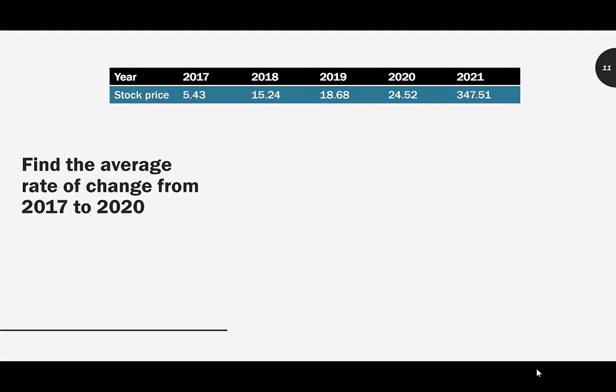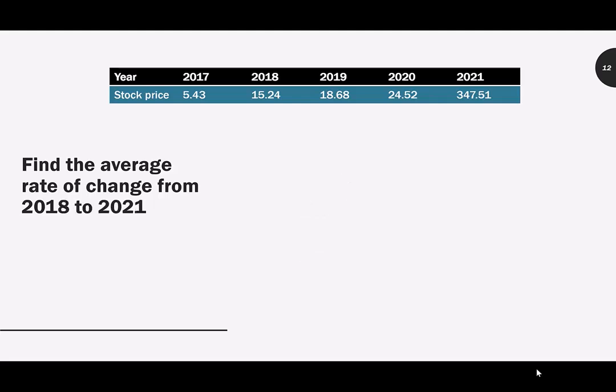So we're going to start from 2017 to 2020. So 2020, the price was $24.52. In 2017, the price was $5.43, and that was over a 3-year period. So this reduces down to a 19.09 change in price divided by 3 years, which says it went up about $6.36 per year from 2017 to 2020.